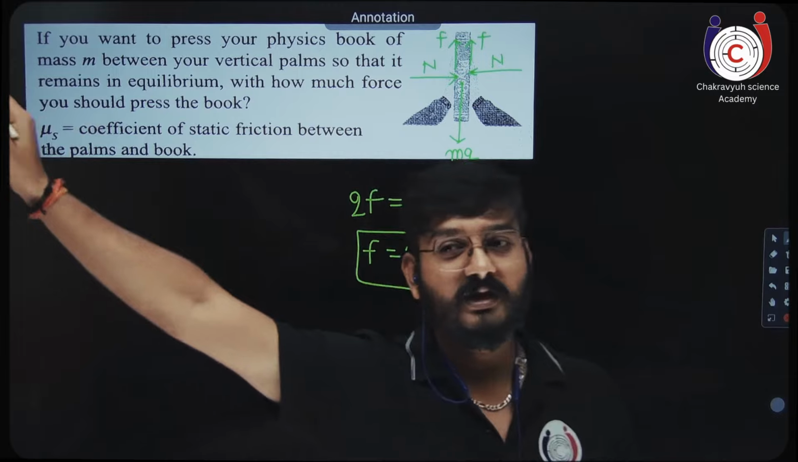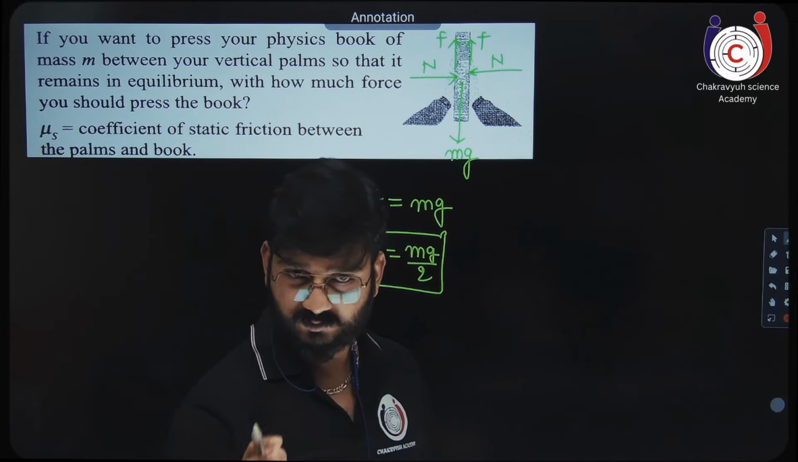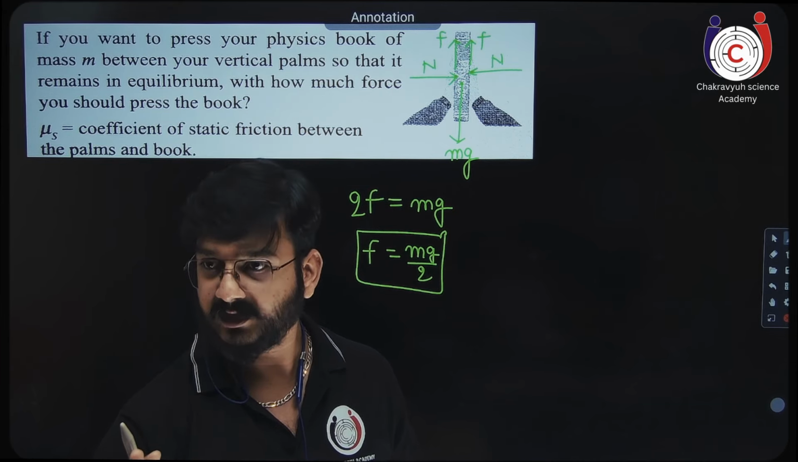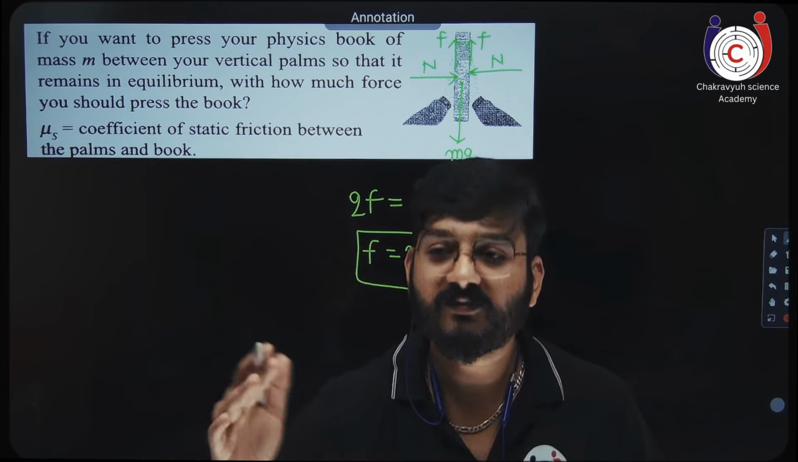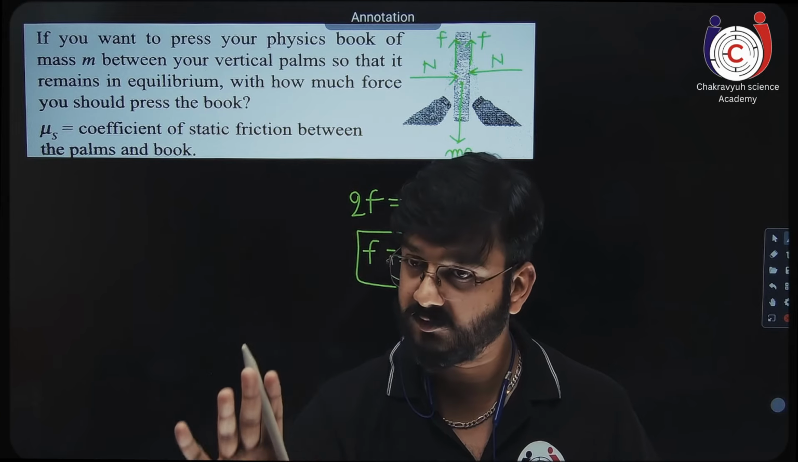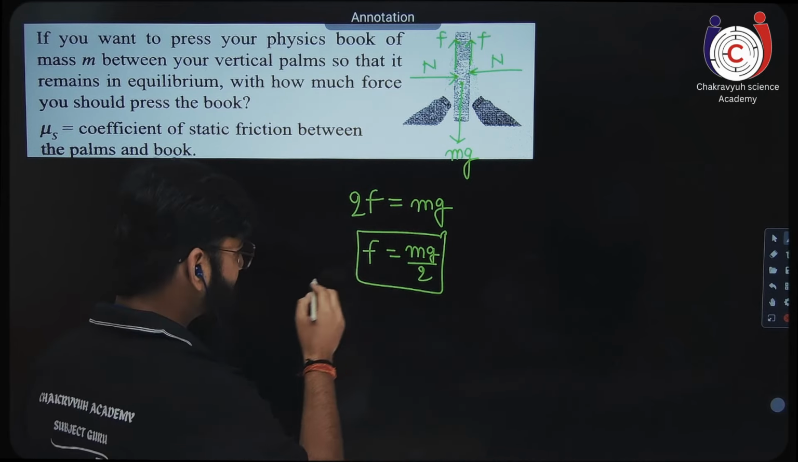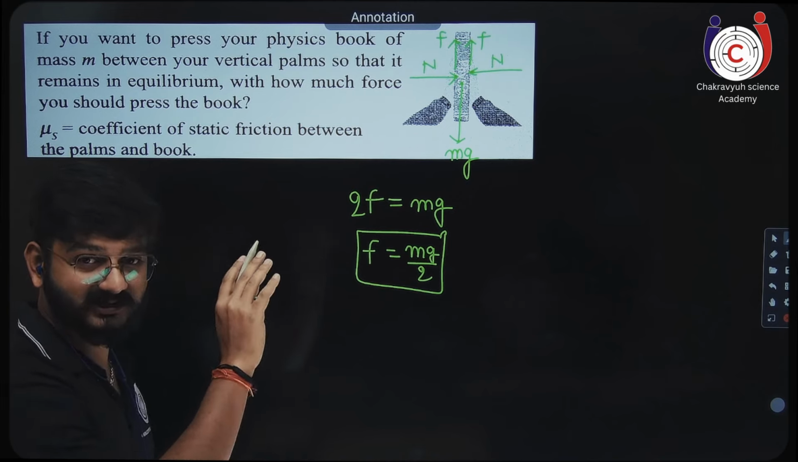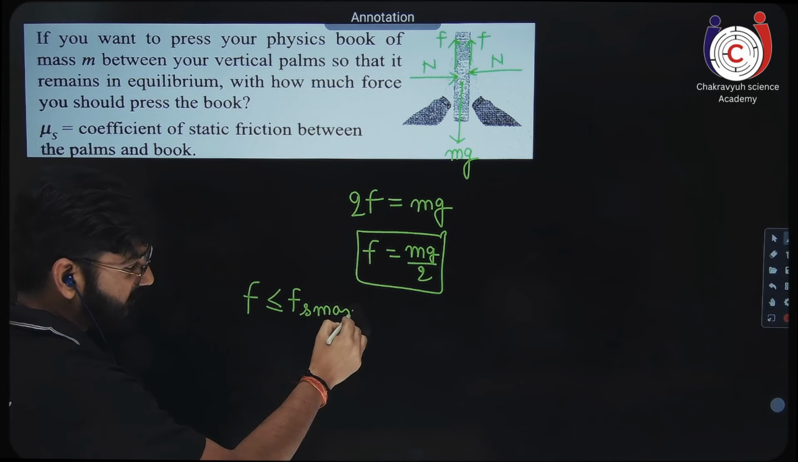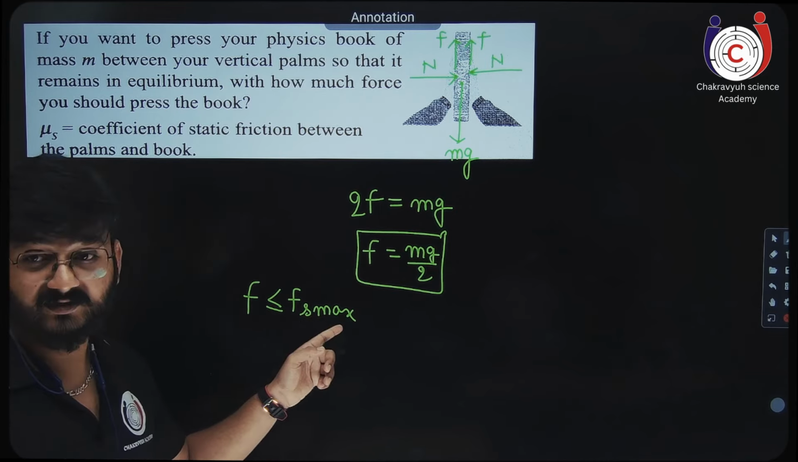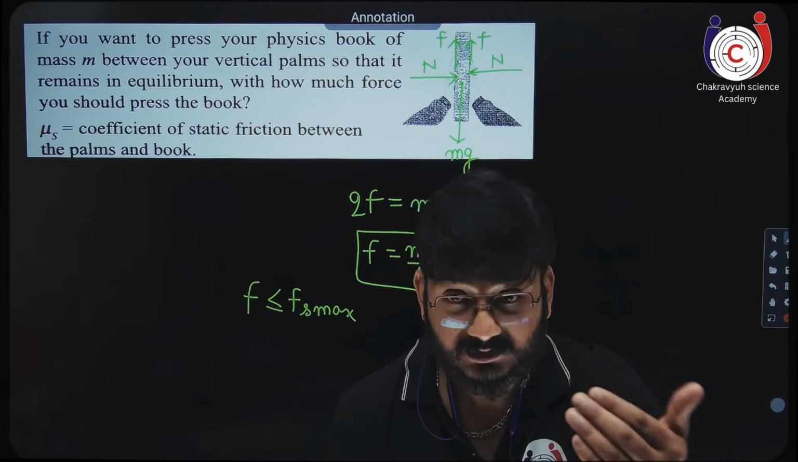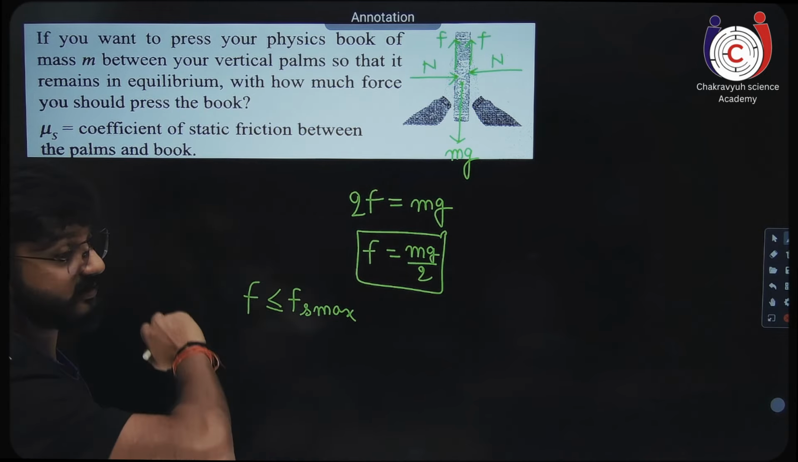Now, is the book moving? No. When will the object not move? When the friction or the force is less than Fs max. Correct? If the friction is less than limiting friction, will it slip? No. The moment it is greater than Fs max, then it will slip or start moving. That's what we discussed. So this F should be greater than Fs max or less than Fs max? Less. Is this statement clear to all of you what I've written? Because if it is greater than Fs max, then kinetic friction will come into the picture because the object will start moving or slipping. That's what we discussed in the last question also.